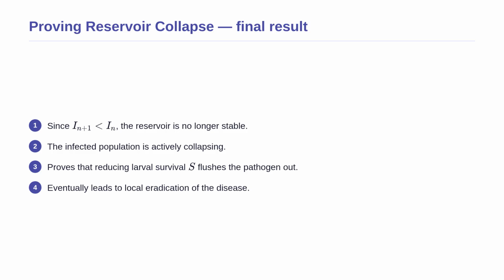Continuing from our comparison, we can now state our final conclusion. Because the next generation is smaller than the current one, the reservoir is no longer stable. It is actively collapsing. This proves physically and mathematically that reducing larval survival is a highly effective way to flush the pathogen out of the insect reservoir. Over a few generations, this continuous collapse will eventually lead to the local eradication of the disease, proving that environmental control is far more effective than just treating human patients.